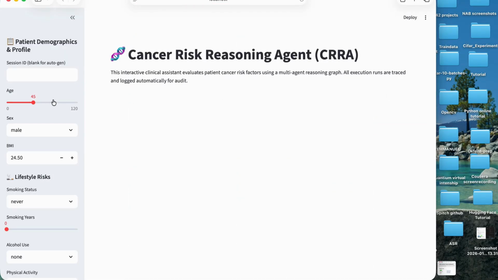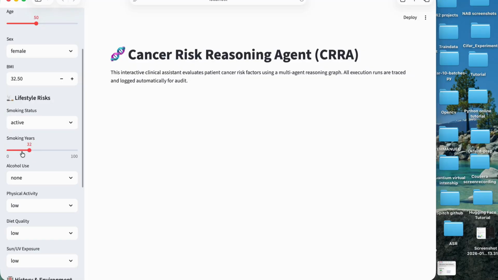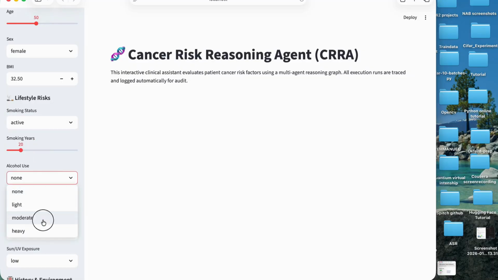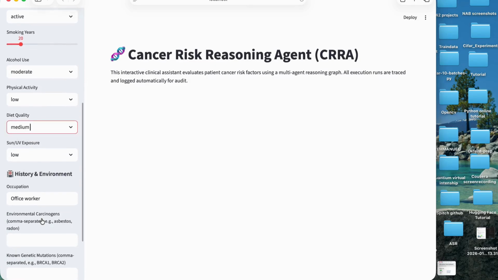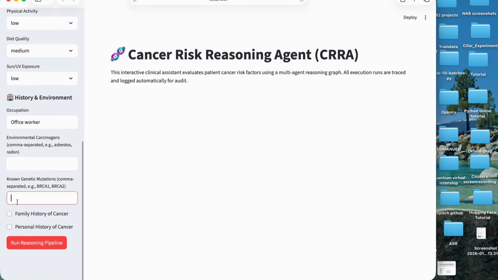Here, I'm using a representative patient profile. Let's say 50, female, let's say 32, smoking, active, moderate, medium, and distal.